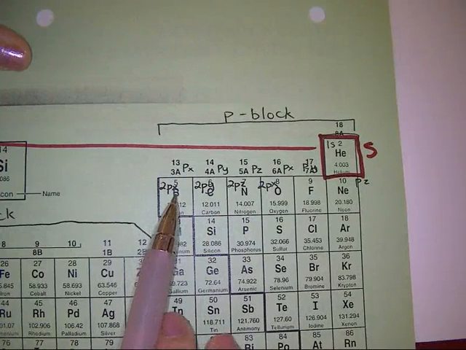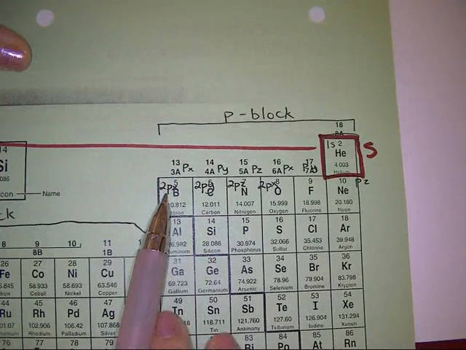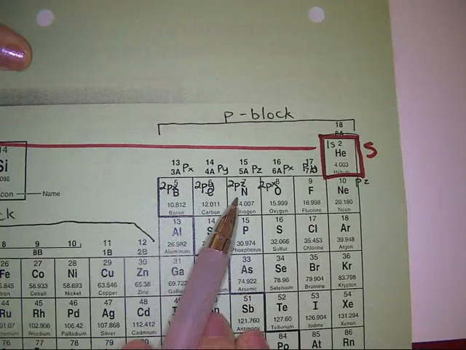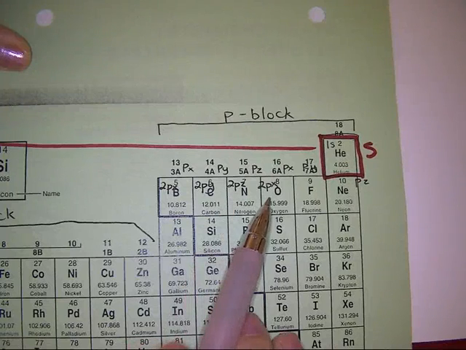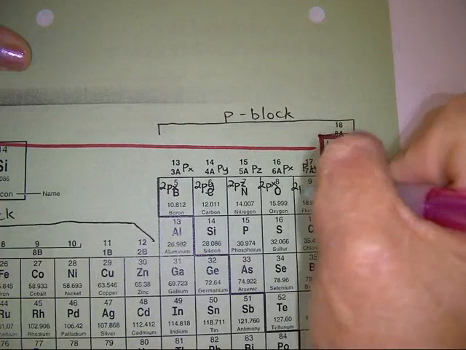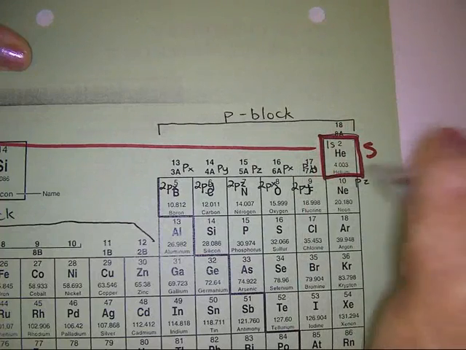Atomic number 5 is px and it's in the second row, so it's 2px. Atomic number 6 is 2py. Atomic number 7 is 2pz. Atomic number 8 is 2px. Atomic number 9 is 2py. And atomic number 10 is 2pz.